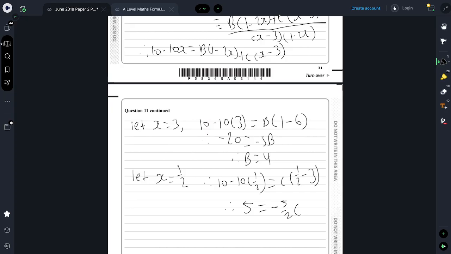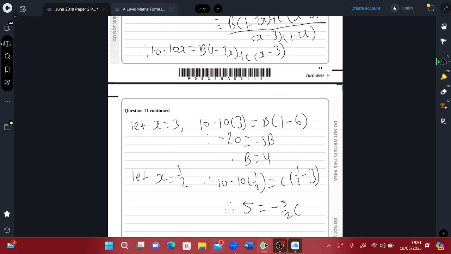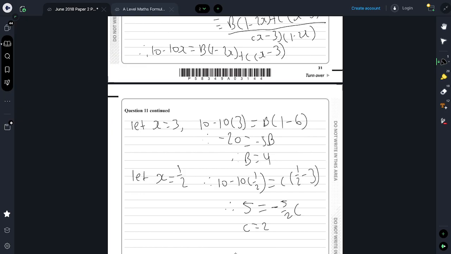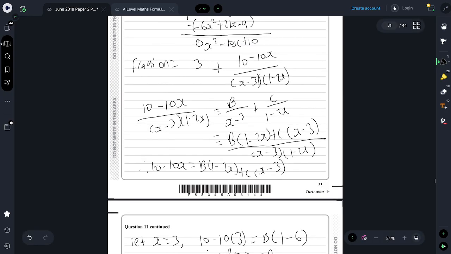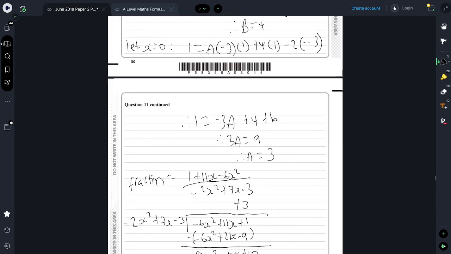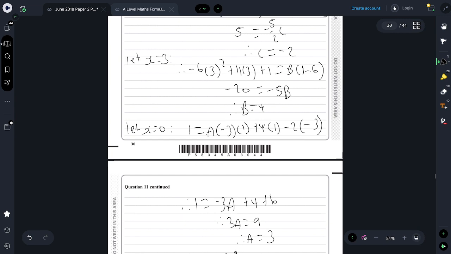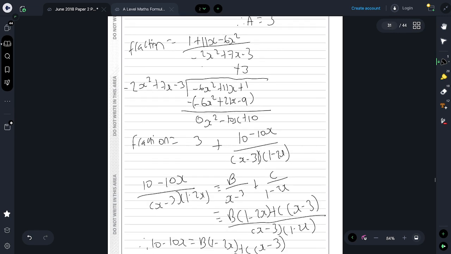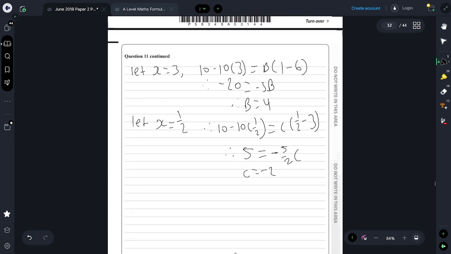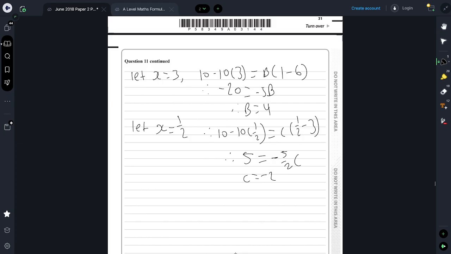Yes, so that means c has to be minus 2, not 2, minus 2. And actually, those are the values we've got right. The b's 4, c's minus 2, if I remember correctly. Yes, here, and a's 3. So that's the alternative, and then obviously those are the values. So that's the alternative way.